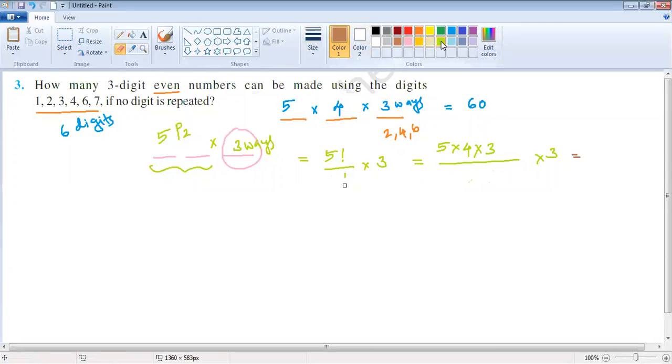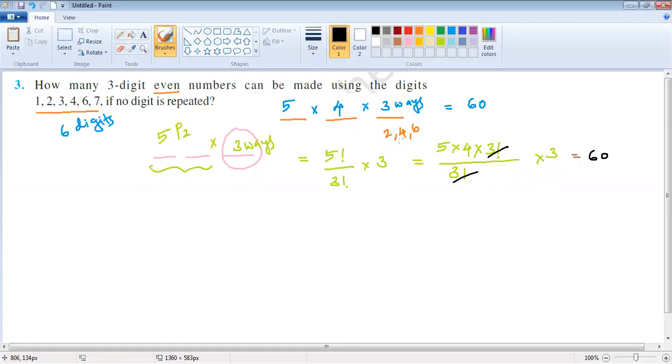5 factorial divided by 5 minus 2, that is 5 minus 2 is 3. So 3 factorial. This 3 factorial will cancel. The rest is 5 into 4, 20, 20 into 3, 60. So this way you can use permutation.